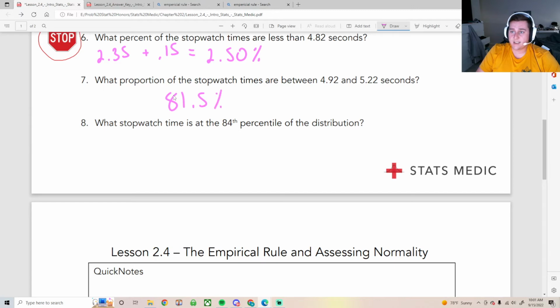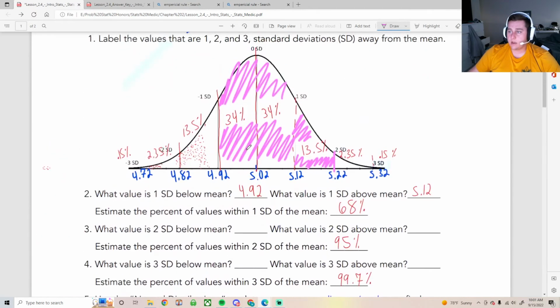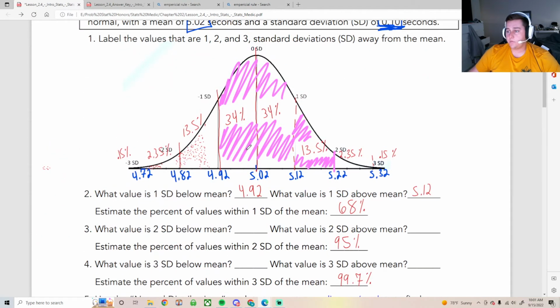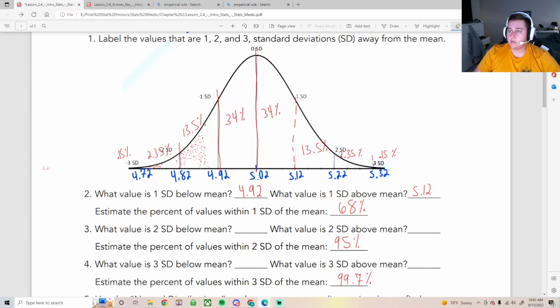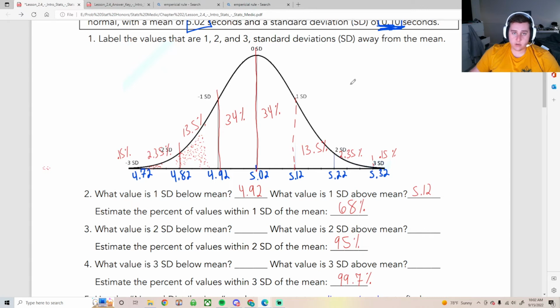81.5, and that's percentage. 81.5%. Stopwatch time is at the 84th percentile of the distribution. The 84th percentile is where you have to stand along this x-axis. Let me erase the colored in parts. It is wherever you have to stand along the x-axis so that you have that percentage of data to your left. So you'd basically just be figuring out where the area to the left is going to be 84.